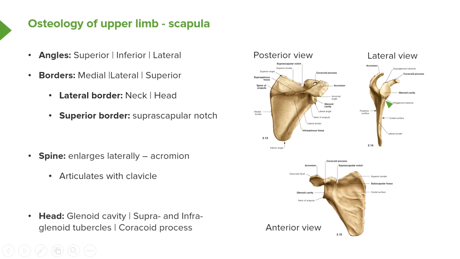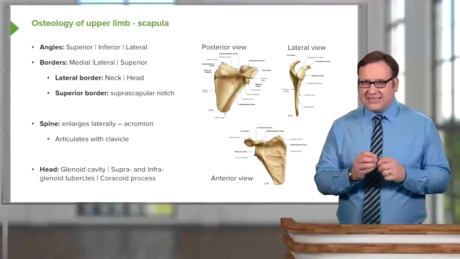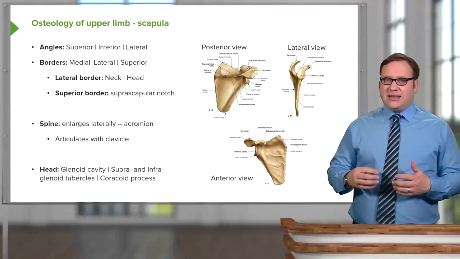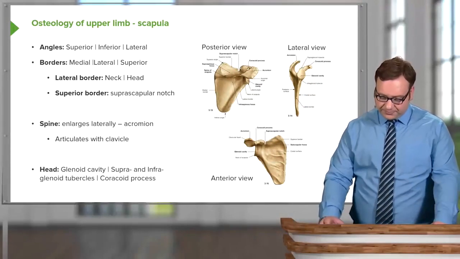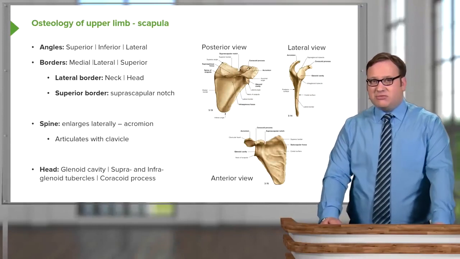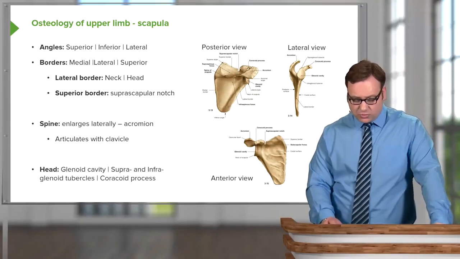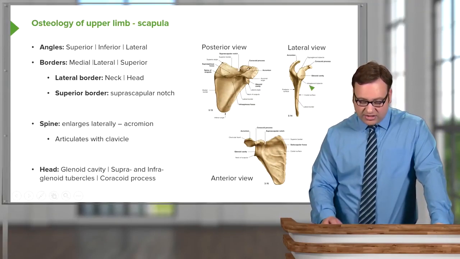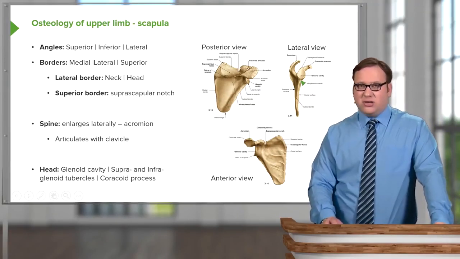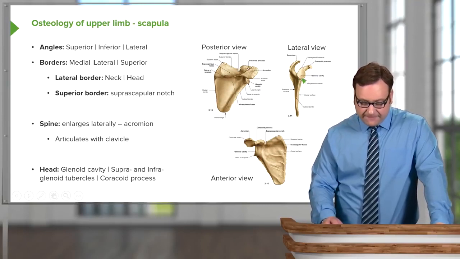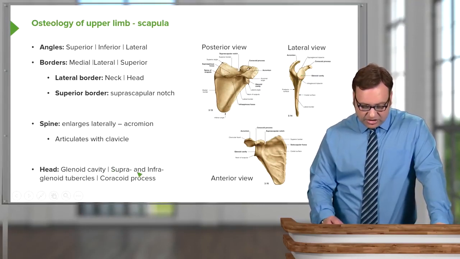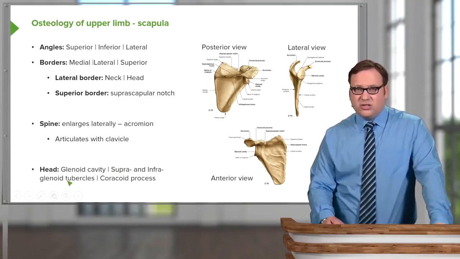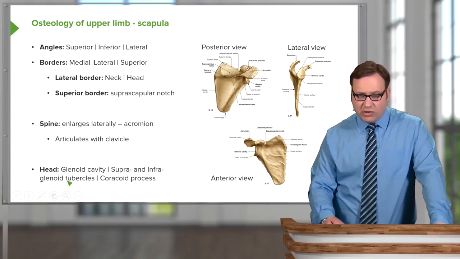So small little elevations, little bony masses on the superior and inferior aspect of the glenoid cavity. And these are important for muscle attachments, as we'll see. Both long head of biceps and triceps attach to the superior and infraglenoid tubercles, respectively. So here we've got the glenoid cavity and the supra and infraglenoid tubercles. We'll come back to these later on.